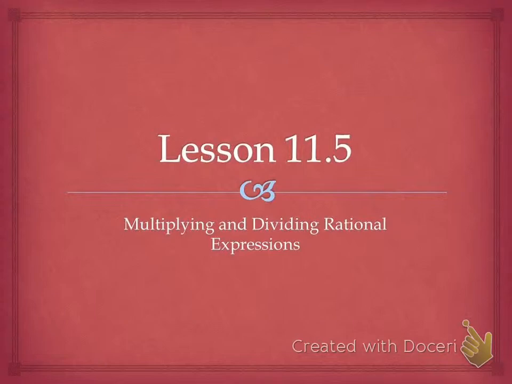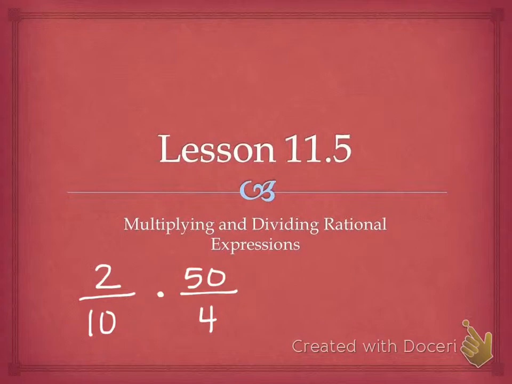But let's say I were to give you 2 over 10 times 50 over 4, and I were to say multiply. Before you actually multiplied and got 100 over 40, what could you do to make it easier on yourself so you don't have such a big answer? Reduce them, exactly. I can reduce 2/10 to 1/5, and I could reduce 50 over 4 to 25 over 2.